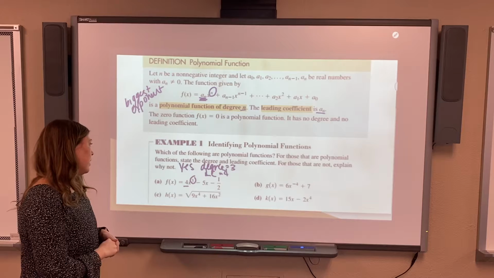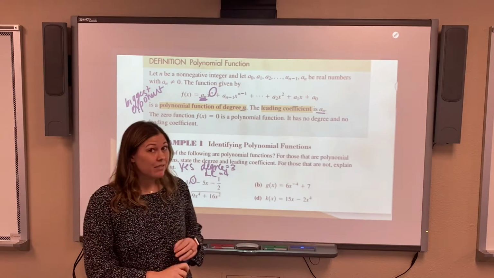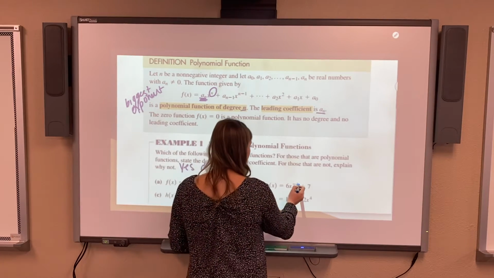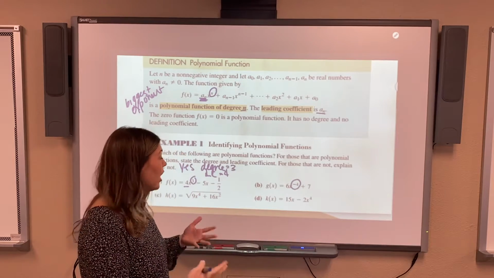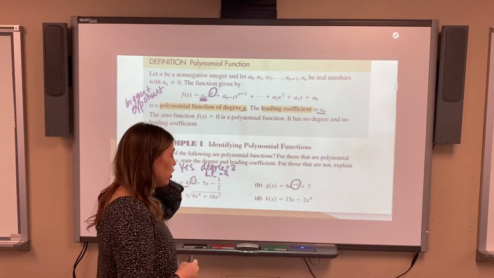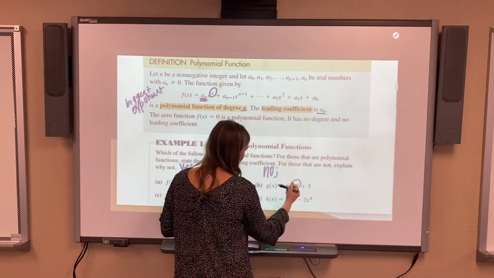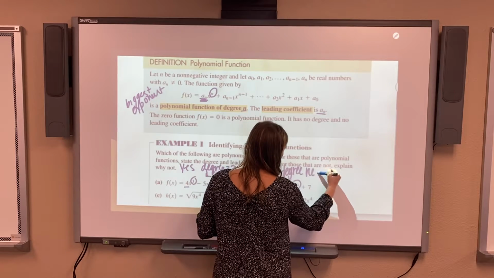B, we have g of x equals 6x to the negative 4th power plus 7. Because of this negative 4, that is a negative exponent. We need a non-negative one. So no, it's not a polynomial.